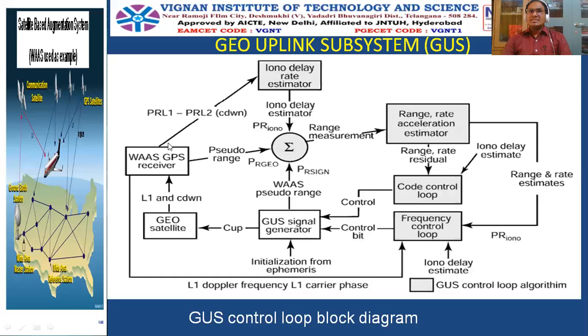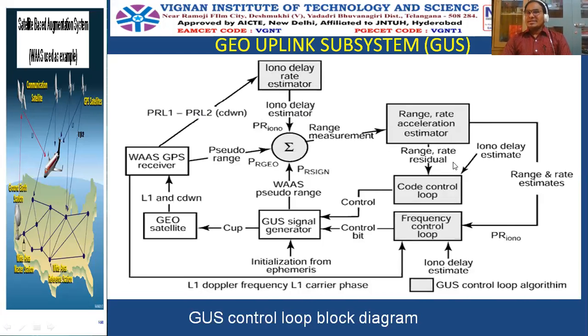And of course, this will also give the information to the ionospheric delay rate estimator, and by taking these inputs, this will produce the ionospheric delay estimation as the output, which will be given to the mixer again. And after mixing all these three, this will provide the actual pseudo range measurement to the range rate acceleration estimator.